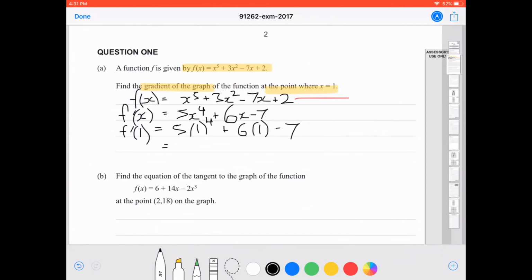So what have we got? 5 plus 6 minus 7, so 11 minus 7, that equals 4 here. Okay, derivative and gradient found. This gets you an achieved grade.